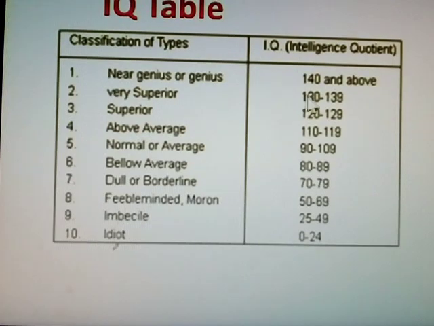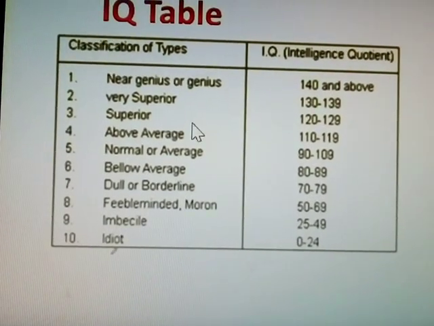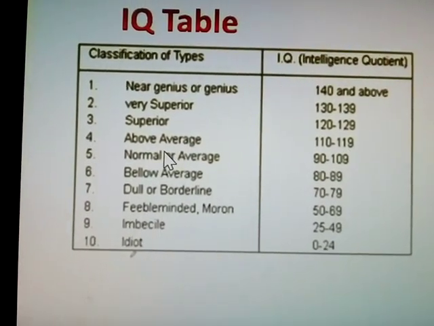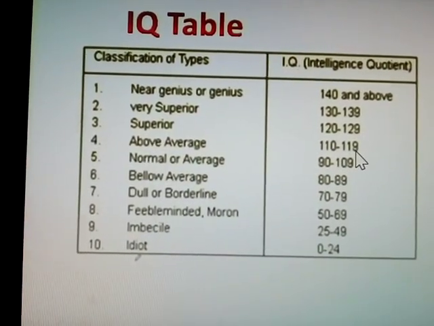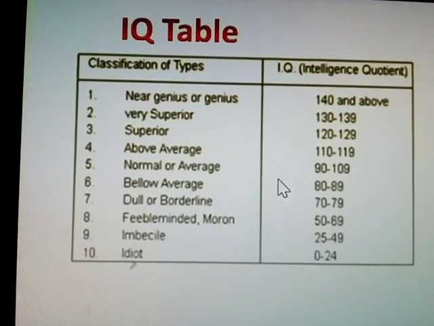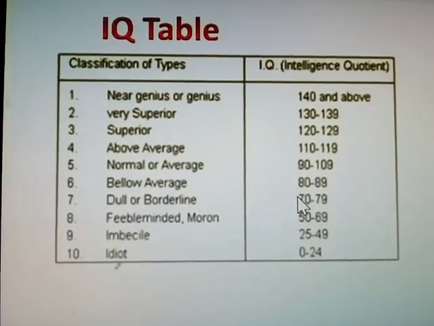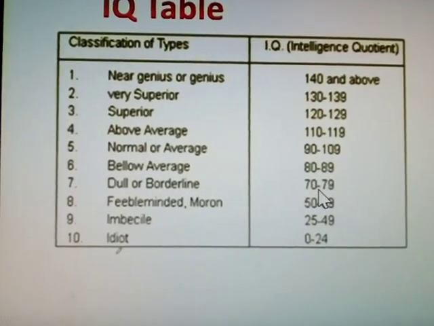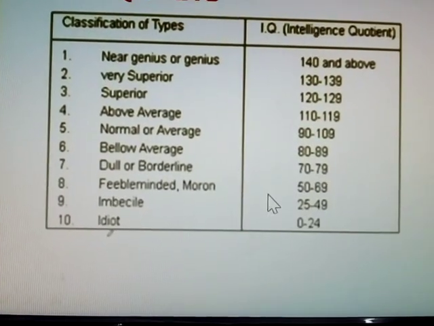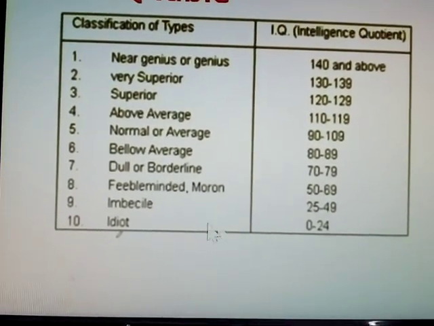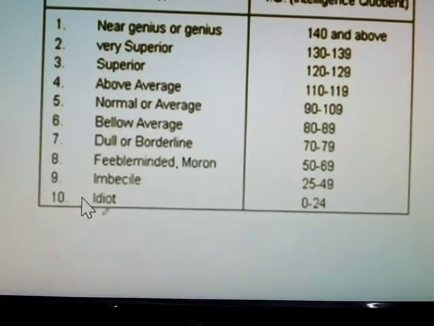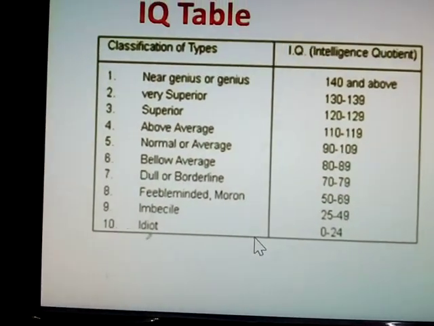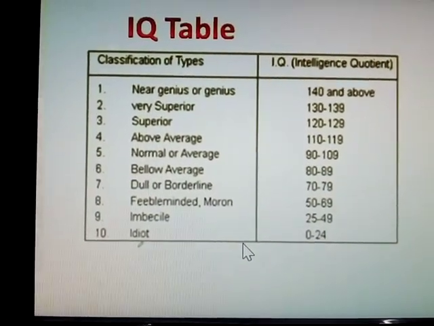Genius: 142 and above. Very superior: 130 to 139. Superior: 120 to 129. Above average: 110 to 119. Normal or average: 90 to 109. Below average: 80 to 89. Dull or borderline: 70 to 79. Feeble-minded or moron: 50 to 69. Imbecile: 25 to 49. Idiots: 0 to 24. This IQ table is very important.